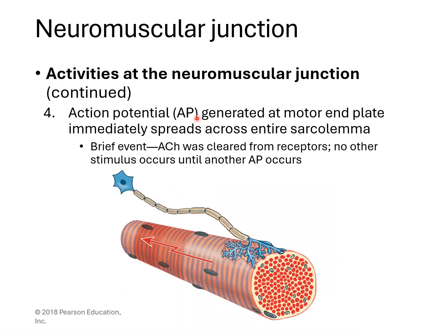The action potential generated at the motor end plate immediately spreads across the entire sarcolemma. It's a very brief event. Once acetylcholine is cleared from the receptors, no other stimulus will occur until another action potential occurs at that synaptic area.